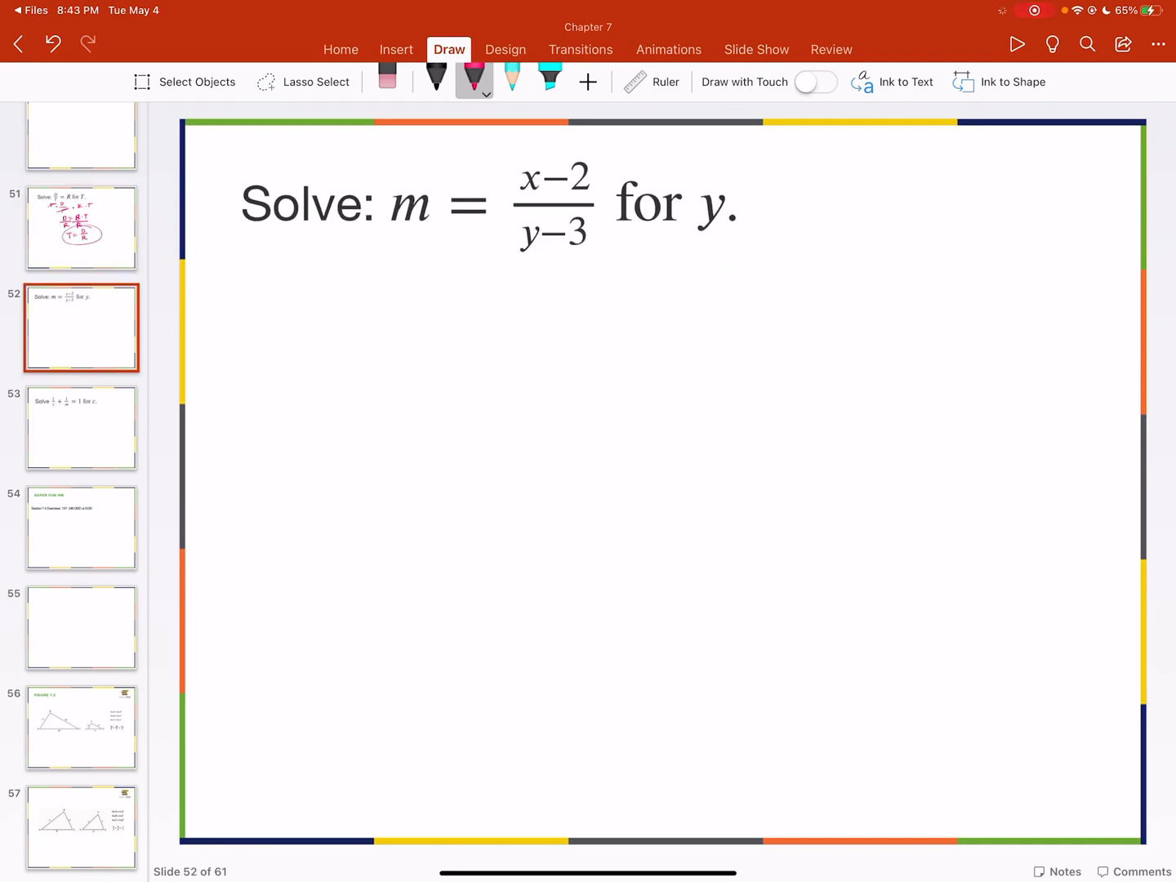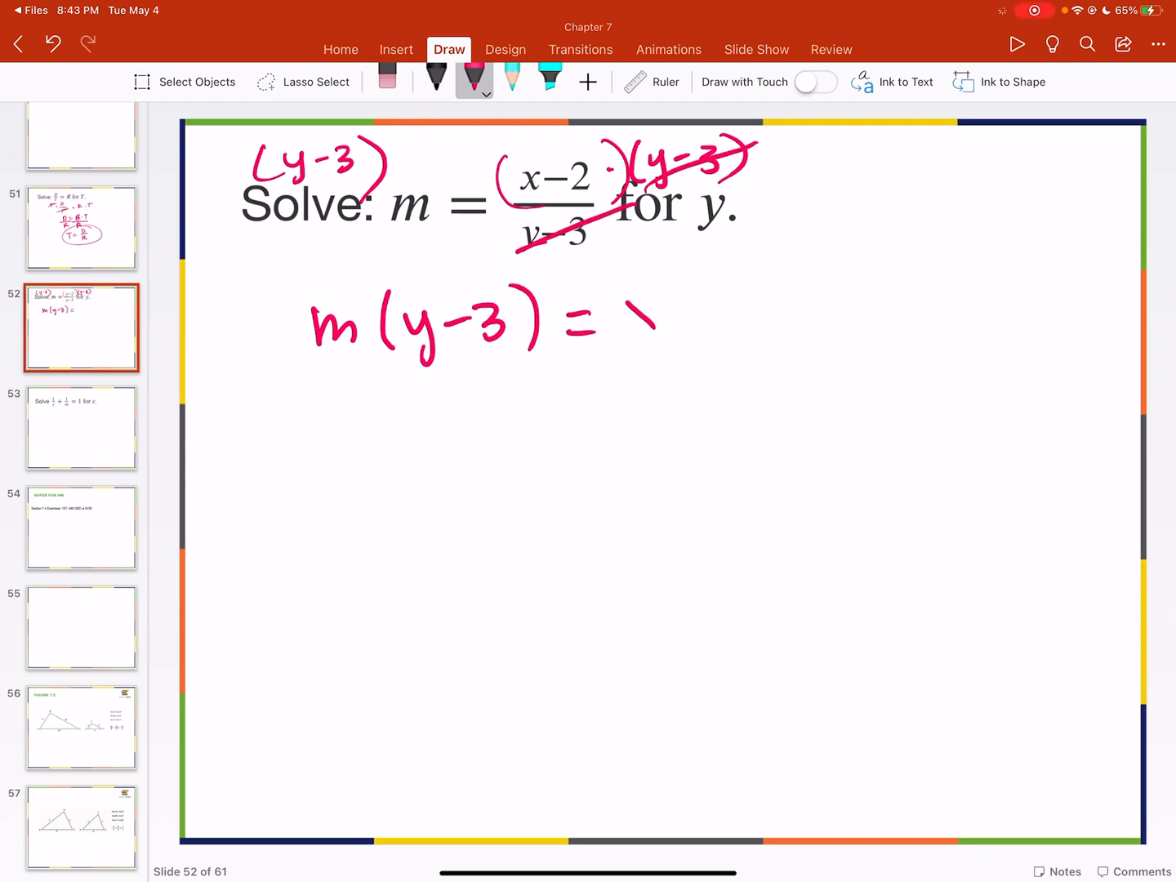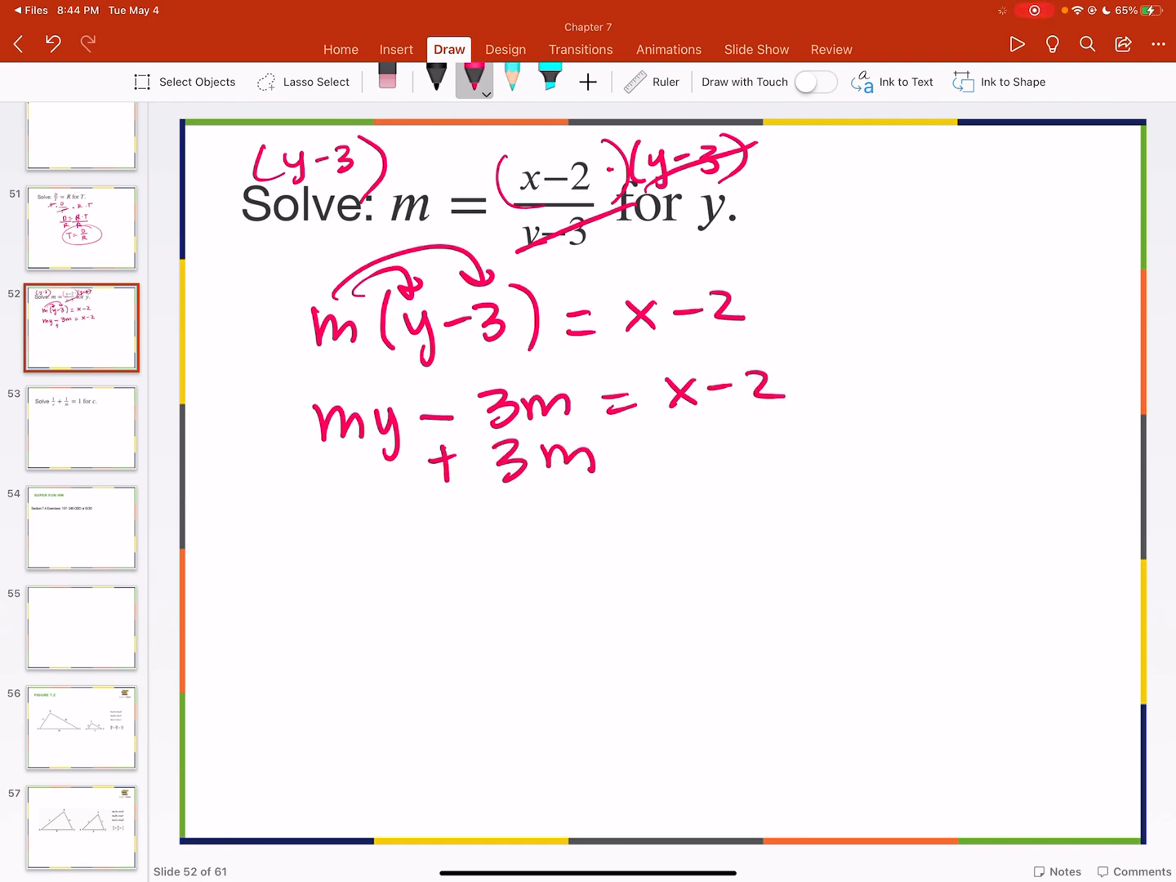Okay, let's see here, something like this. We're trying to solve for y. Well, we would first multiply it out of the denominator. So multiply both sides by y minus 3. On the left-hand side, you have m times (y minus 3) is equal to x minus 2. So let's distribute this m. So my minus 3m is equal to x minus 2. So then I'm going to add 3m to both sides.